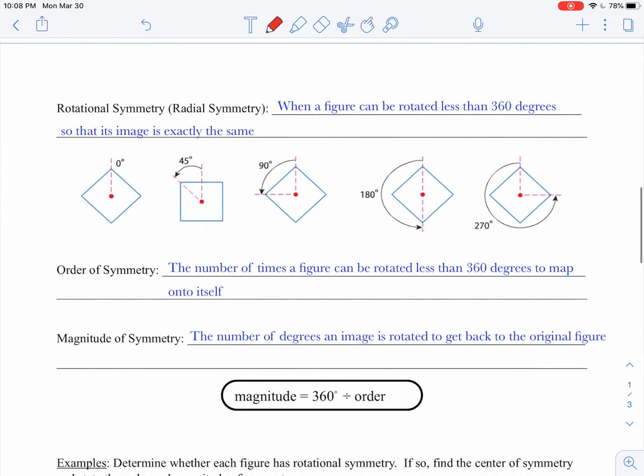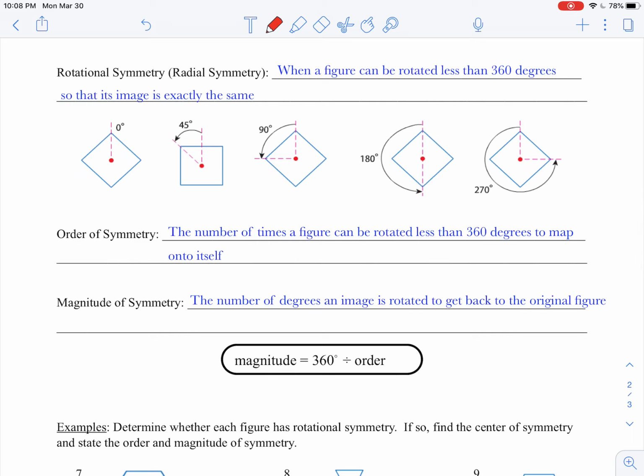When you flip your notes over to the back side, we're going to look at point or rotational symmetry. Rotational symmetry is when your object can be rotated or turned about a fixed point less than 360 degrees so that you end up with the exact same picture. So we're going to turn our figures less than a full turn, less than 360 degrees, and end up with the exact same image.